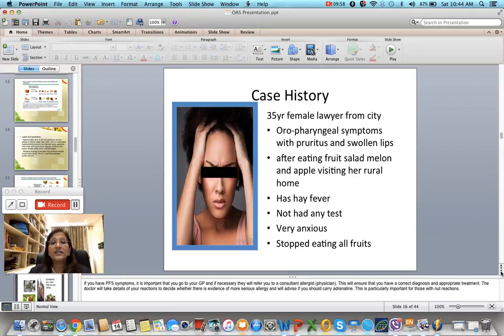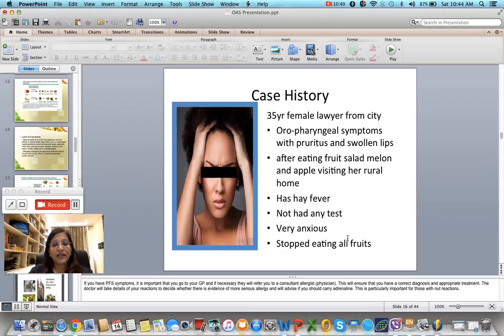So we come to the case history, a female lawyer from a city. She visited her rural home where there was a lot of grass, and they were cutting grass when she visited. They offered her fruit salad, which consisted of melon and apple. After consuming it, she had a very uncomfortable feeling in her mouth. Her lips had swollen, and she had itchy symptoms in the tongue and the lips. The feeling was so uncomfortable that she stopped eating all fruits.